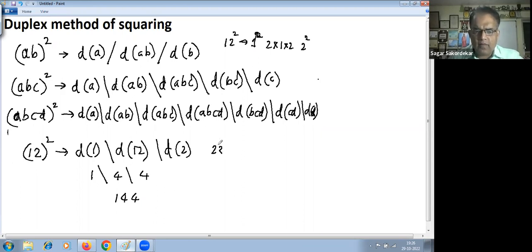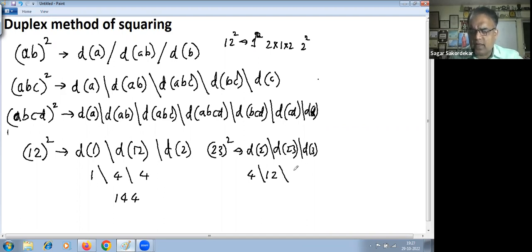Let's calculate 23 square. Duplex of 2, duplex of 2, 3, duplex of 3. Duplex of 2 means 2 square, that is 4. Duplex of 2, 3 is 2 into 2 into 3. 2 into 2, 4, 4 into 3, 12. And duplex of 3 is 3 square, that is 9. So the answer is 9, 2. This one will carry here.